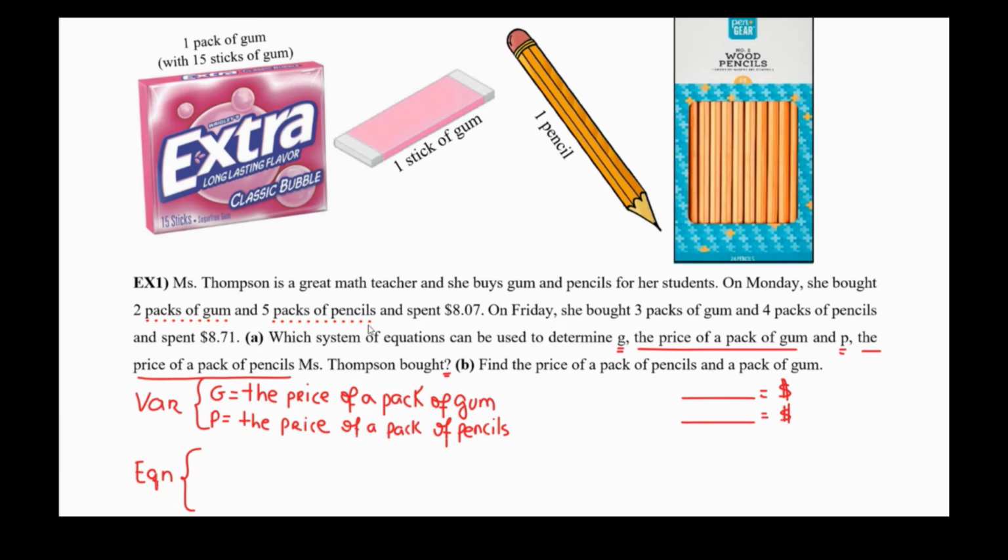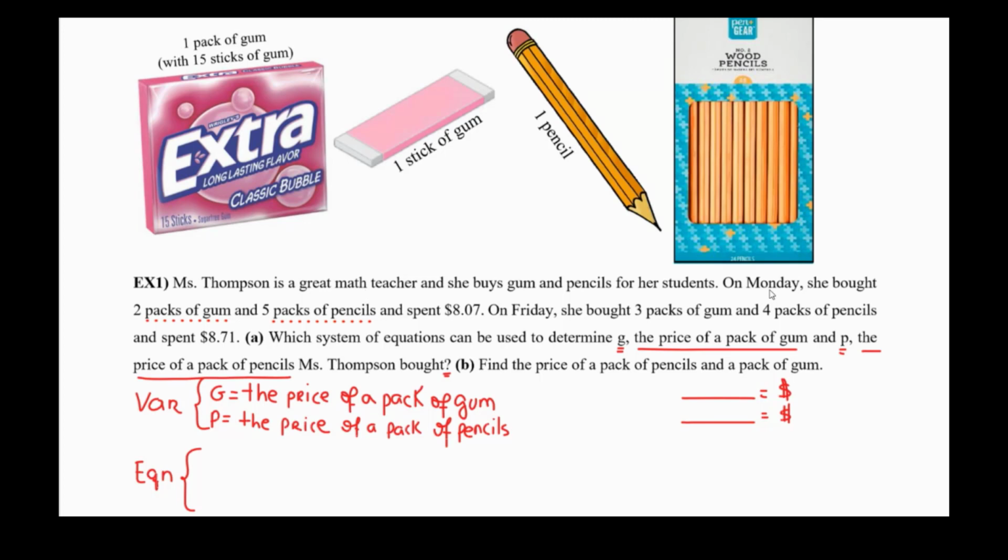So let's look over here. On the first phrase, we have that Miss Thompson is a great teacher and she buys both gum and pencils. So we have a stick of gum, and in this here we have a pack of gum. This pack of gum, for example, has 15 sticks of gum, and here we have a pencil, and here we have a box of pencils. So she buys a pack of gum and packs of pencils.